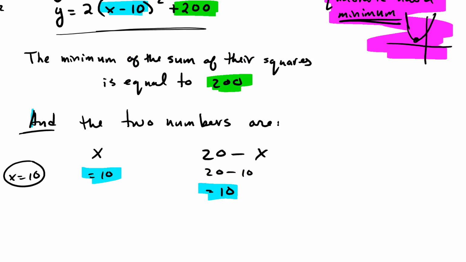So let's go off to the side and do some rough work. The sum of their squares, 10 squared plus 10 squared, does that equal 200? Well, 10 squared is 100 and 10 squared is 100, so that equals 200. Excellent. So we can see that the two match up, so our answer makes sense.